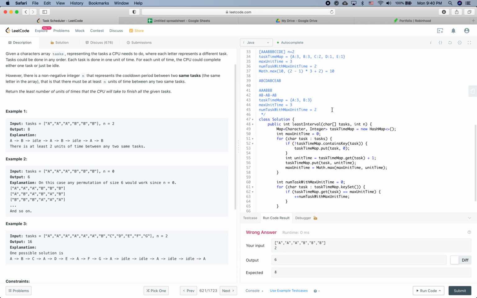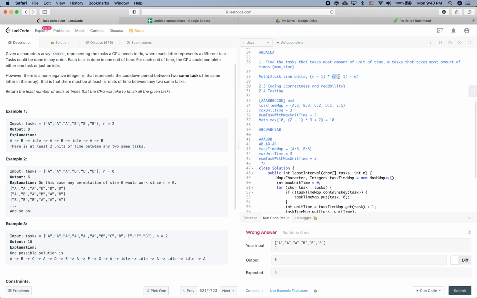So actually, how we decide how many dashes to put in between the same task is decided by the cooldown period. So in this one we form an A, dash dash, and then another A. We put 2 dashes in between the A, because n is equal to 2. We need to maintain at least 2 cooldown periods in between the same task. So the formula should be m minus 1 times the cooldown period plus 1, and then plus m.